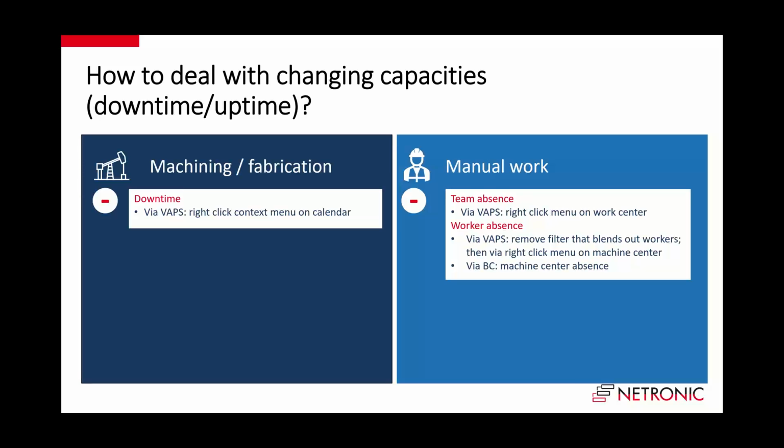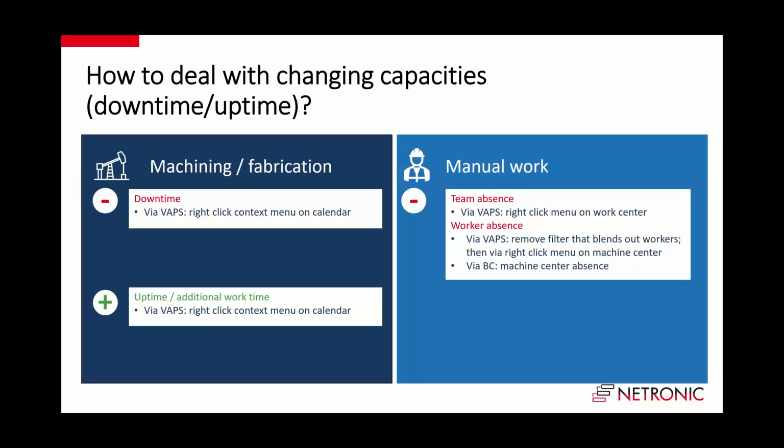With the manual work, if you define team absence, we need to differentiate: will the whole team be absent? Then on the work center, you can do this with a right click. If you want to define absence of the worker, then you first need to remove the filter that blends out the workers, and then via the right-click menu on the machine center, you can also define absence for the worker, or you do it via the machine center absence.